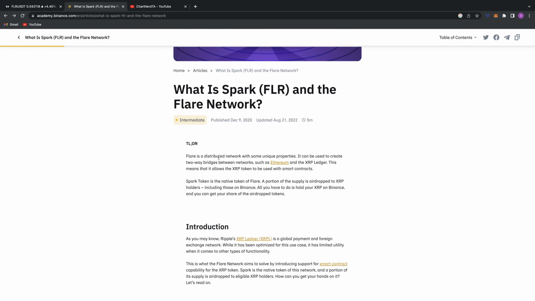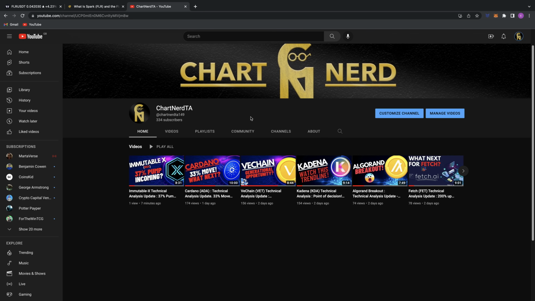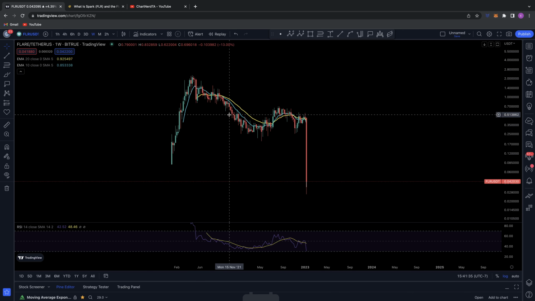So FLR is a distributed network with some unique properties. It can be used to create two-way bridges between networks such as Ethereum and the XRP ledger. This means that it allows the XRP token to be used with smart contracts. Spark token is the native token of FLR. A portion of the supply is airdropped to XRP holders, including those on Binance. All you have to do is hold your XRP on Binance and you can get your share of the airdrop tokens. So again, what it basically is, it creates interoperability.